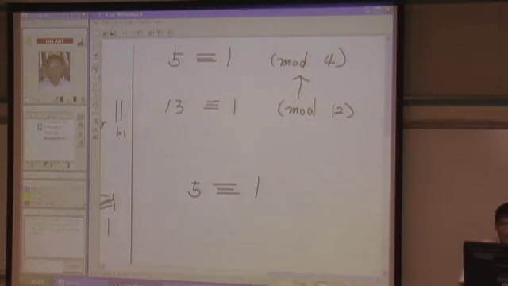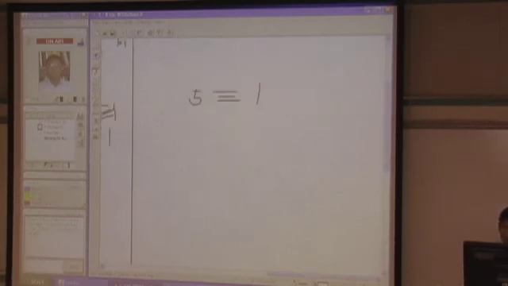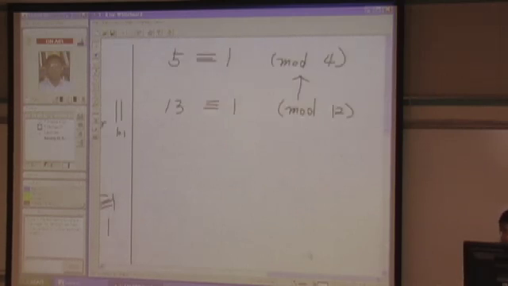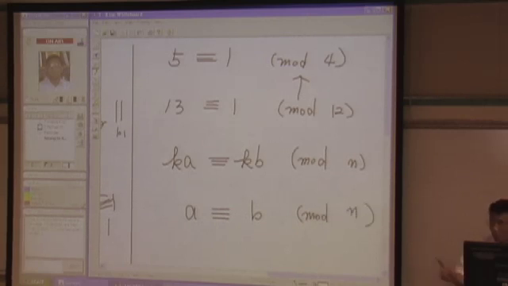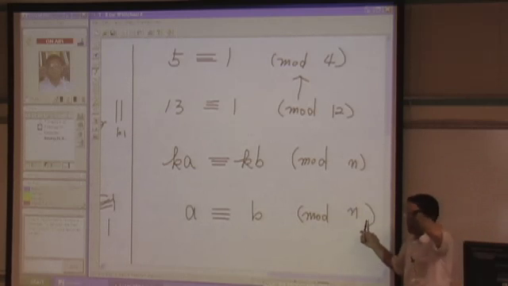So I will indicate the thing. Instead of just giving an example, I will indicate the thing using the idea. Assume that KA is congruent to KB mod, say, M. Then my question was this: can you say A is congruent to B mod M? And the answer is no. In this form, the answer is no. Do you get it?